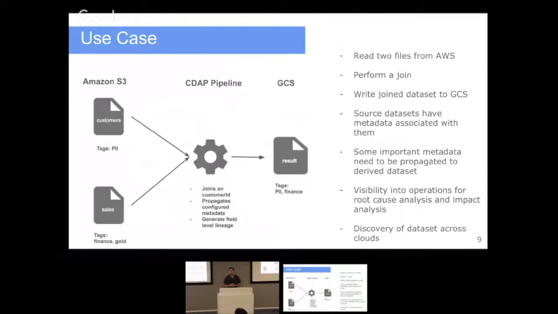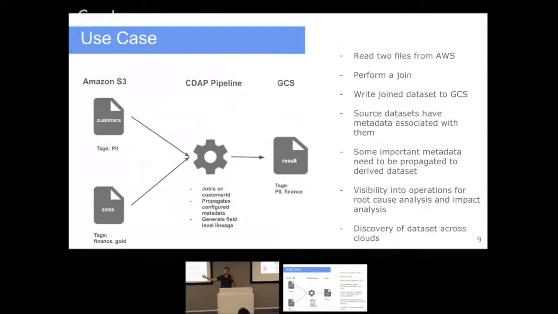So discovery by the users of the system. Let's say I have some file stored in Amazon S3 and I want to do some kind of processing, move it to Google Cloud Storage for some other people to use. And these files have some metadata associated with it. Let's say that S3 file has some personal identifiable information, and my processing copied some of that information to this other file, which is hosted on GCS.